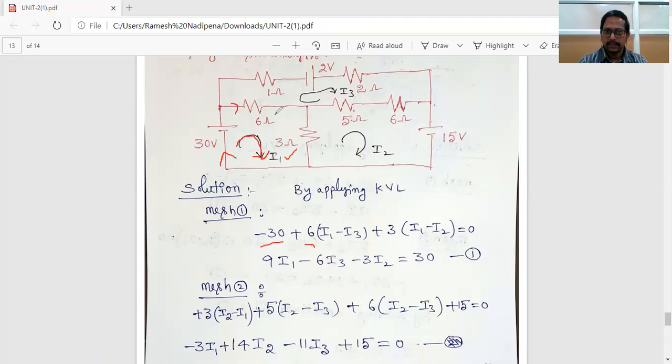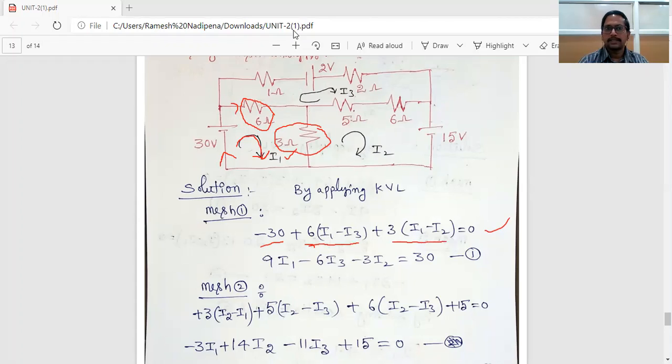Now a very important point here. This 6 ohm resistor is common between the first mesh and the third mesh. That's why in this element, two mesh currents are flowing: one is I1, the first mesh, and the other is the third mesh. So I1 minus I3 or I3 minus I1. But here I consider the first mesh, so this current is more than any other mesh current. That is the logic. So 6 into I1 minus I3. Next, plus 3 into I1 minus I2, since this element is common between the first and second mesh, equal to 0. This is the first mesh equation. Very simple.